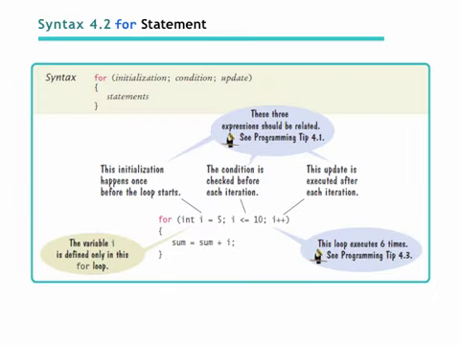Here's the syntax of the for statement. For, initialize, semicolon, condition, that's your test, semicolon, update. And then inside braces, you've got your statements. If you don't have the braces, the for loop will execute only the next statement that follows, so only one statement.